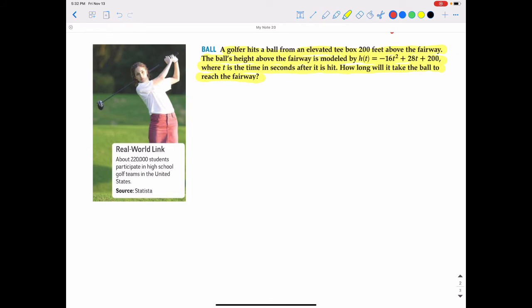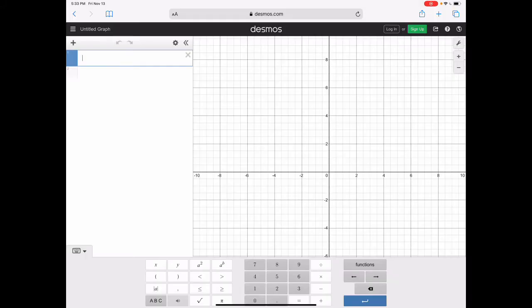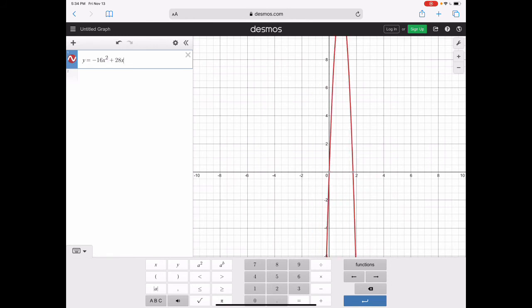So we're going to go to Desmos. And here we are. So we're going to type in our equation, which was h of t. So I'll just use a y. Y equals negative 16, and we'll use x instead of the t. So x squared plus 28x plus 200.